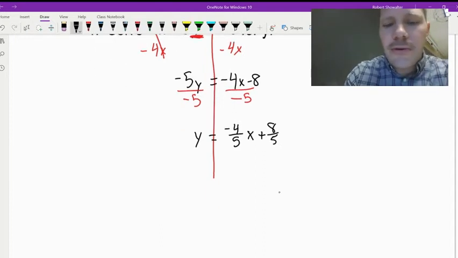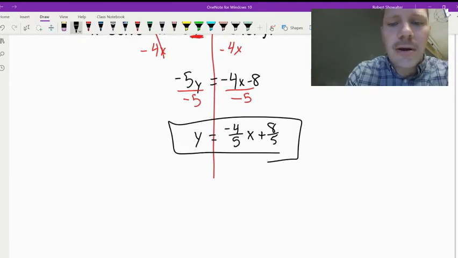And can we reduce 4/5? Negative 4/5? No. Can we reduce 8 over 5? No. So that is our answer.